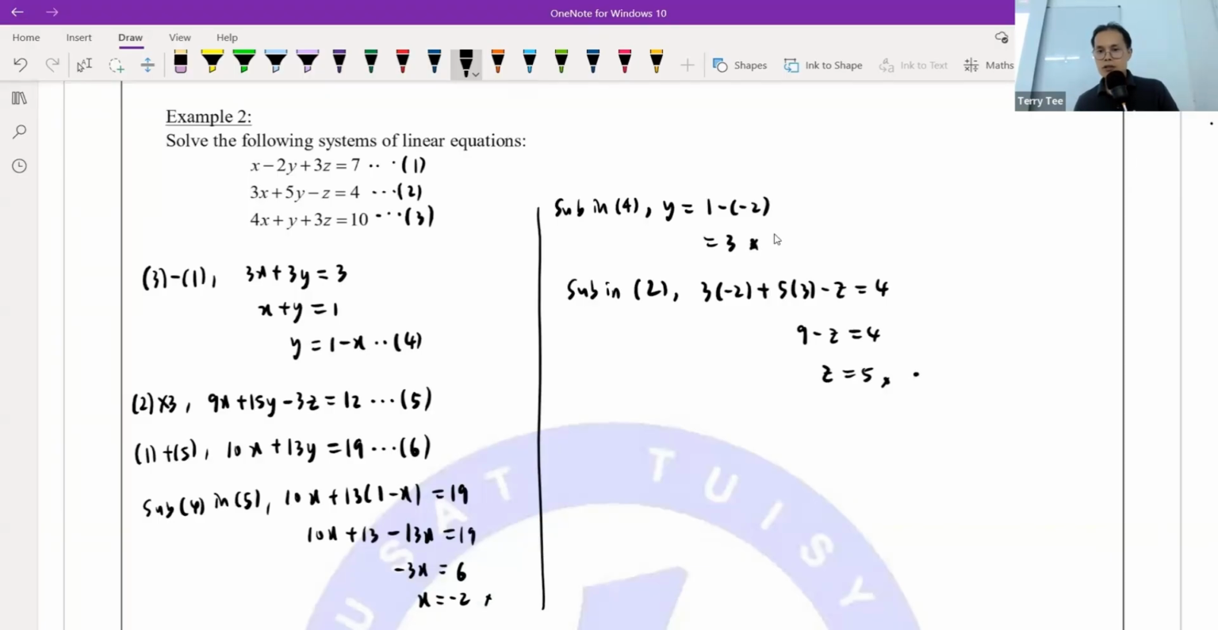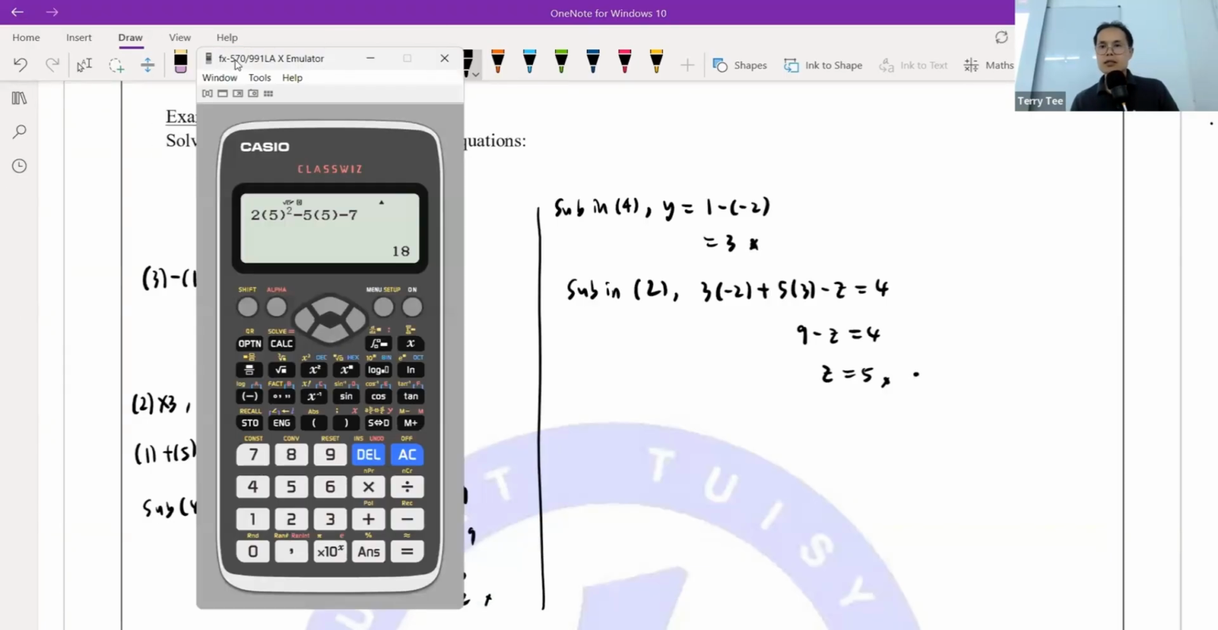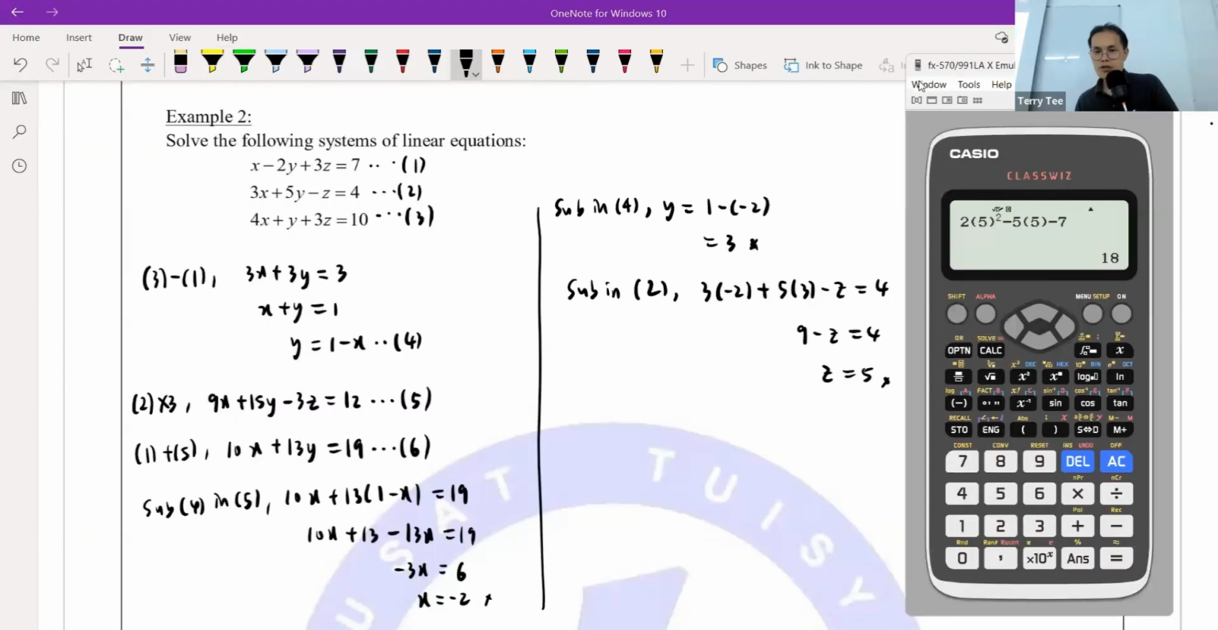Okay, by the way, there is a way to double check your answer. This is not a secret anymore. All of you know that this calculator can do it. In fact, the silver one can do the same, but I think the majority of you are now using this calculator. So I'm going to show you this one.